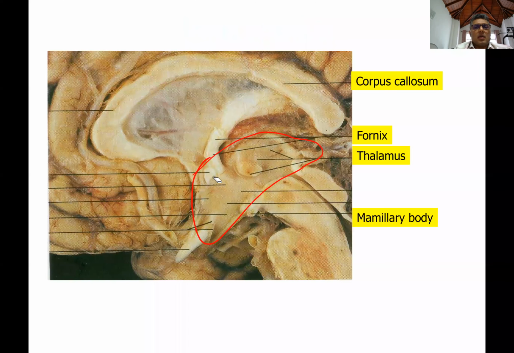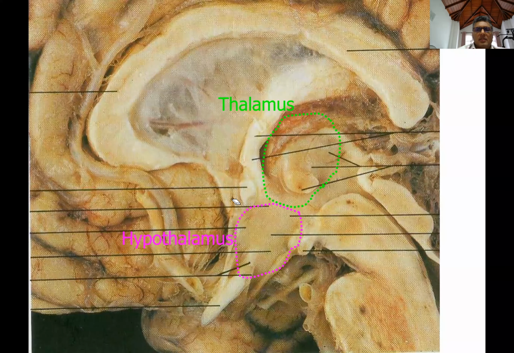Okay, I'll delete it. Now, if you enlarge this, you can see this area is called thalamus. Upper part is thalamus, lower part is hypothalamus. You get the pituitary stalk attached to the lower part of the hypothalamus with the pituitary gland there.